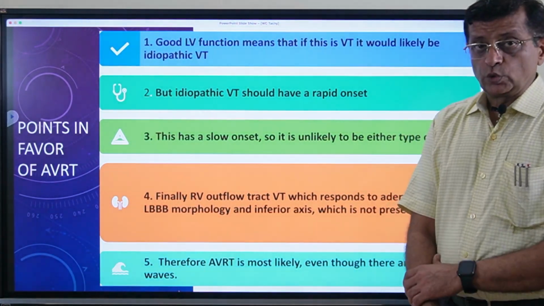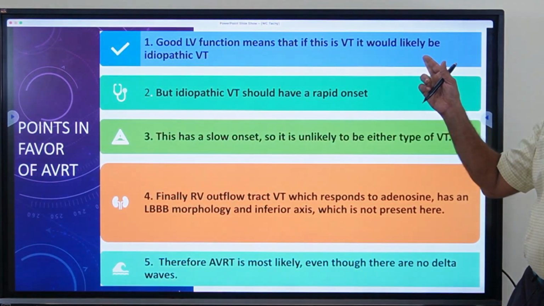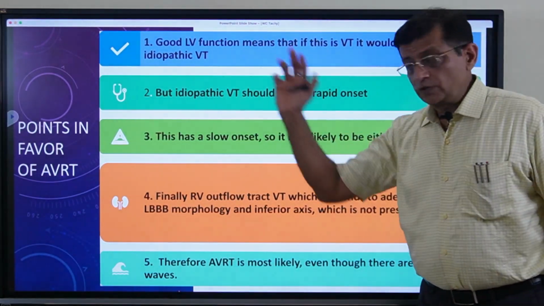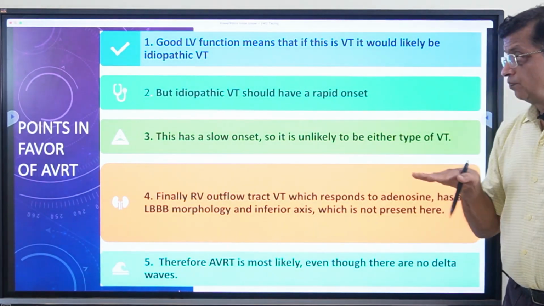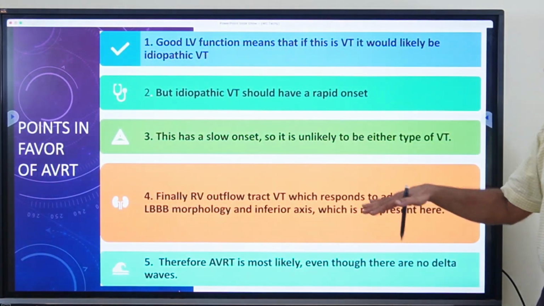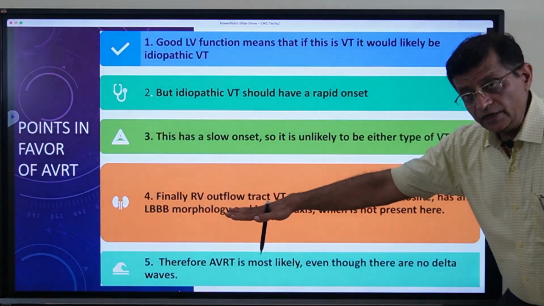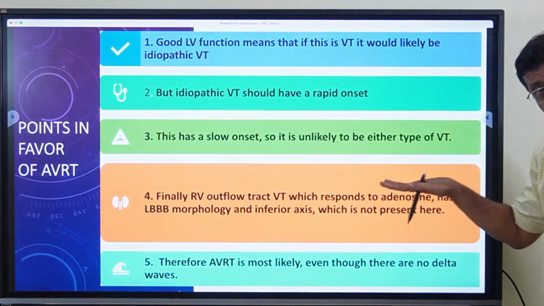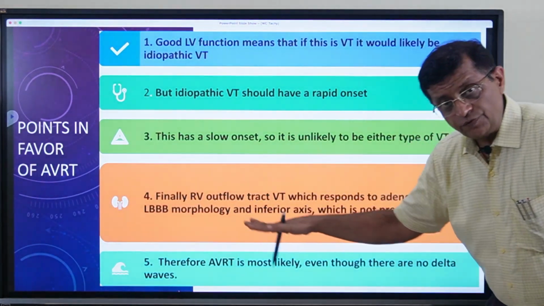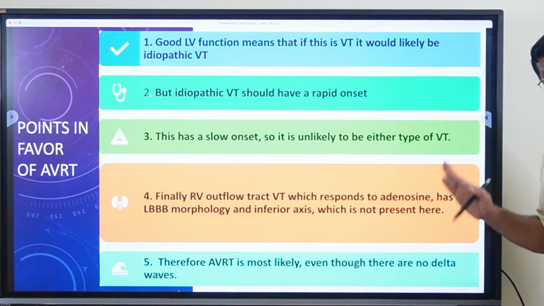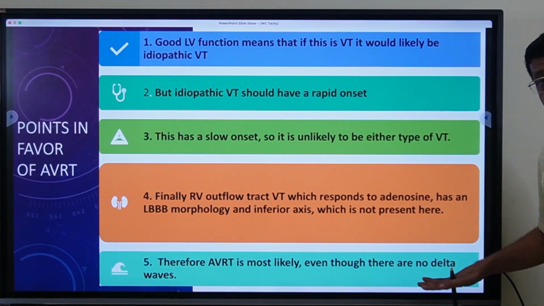The electrophysiologist noted that good LV function means that if it is VT, it would likely be idiopathic VT. But to call it idiopathic VT, it should have a rapid onset. Here the onset was slow, so it is unlikely to be either type of VT. Finally, had it been RV outflow tract VT, which responds to adenosine, it should show LBBB morphology with inferior axis, but here it was an RBBB type pattern. And lastly, therefore, AVRT is most likely, even though there were no delta waves.